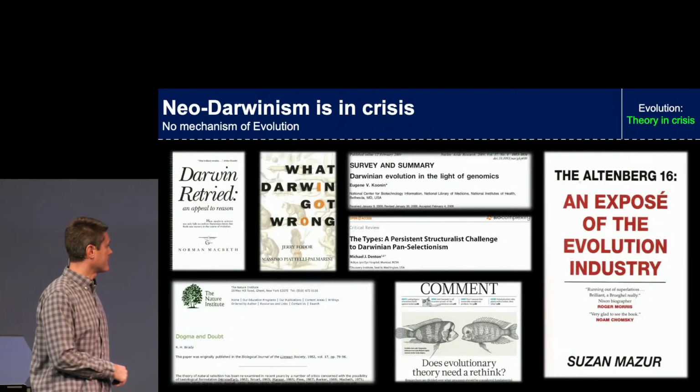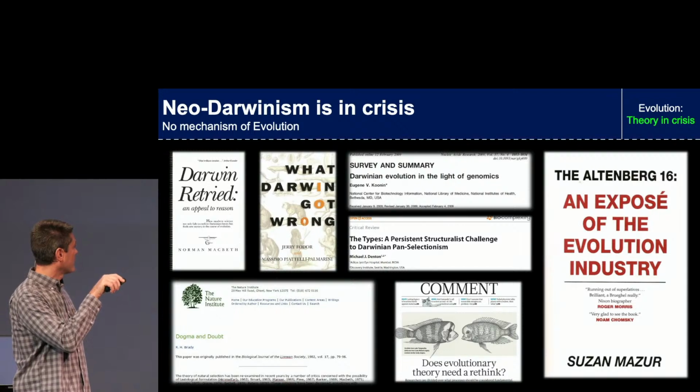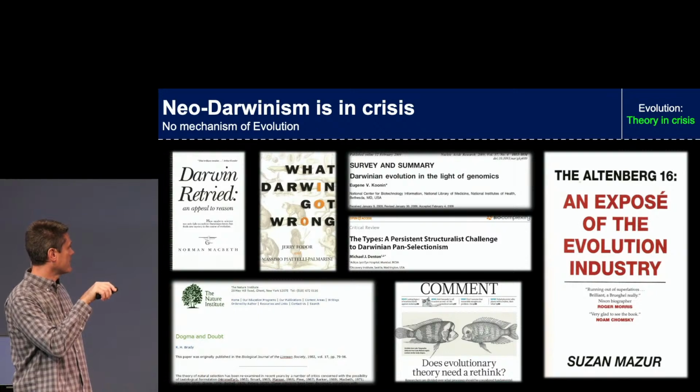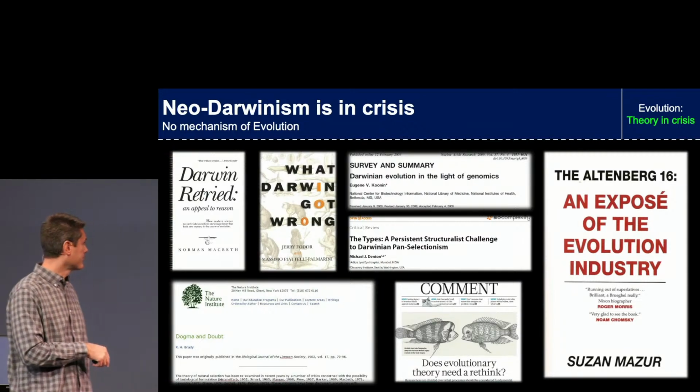So here's a few examples of papers and books that have come out recently. Darwin Retried: An Appeal to Reason, What Darwin Got Wrong. Darwinian Evolution in the Light of Genomics. The Types, a Persistent Structuralist Challenge to Darwinian Pan-Selectionism. Dogma and Doubt: Does Evolutionary Theory Need a Rethink? And an exposé of the evolution industry. Let me give you a few quotes from that last one.